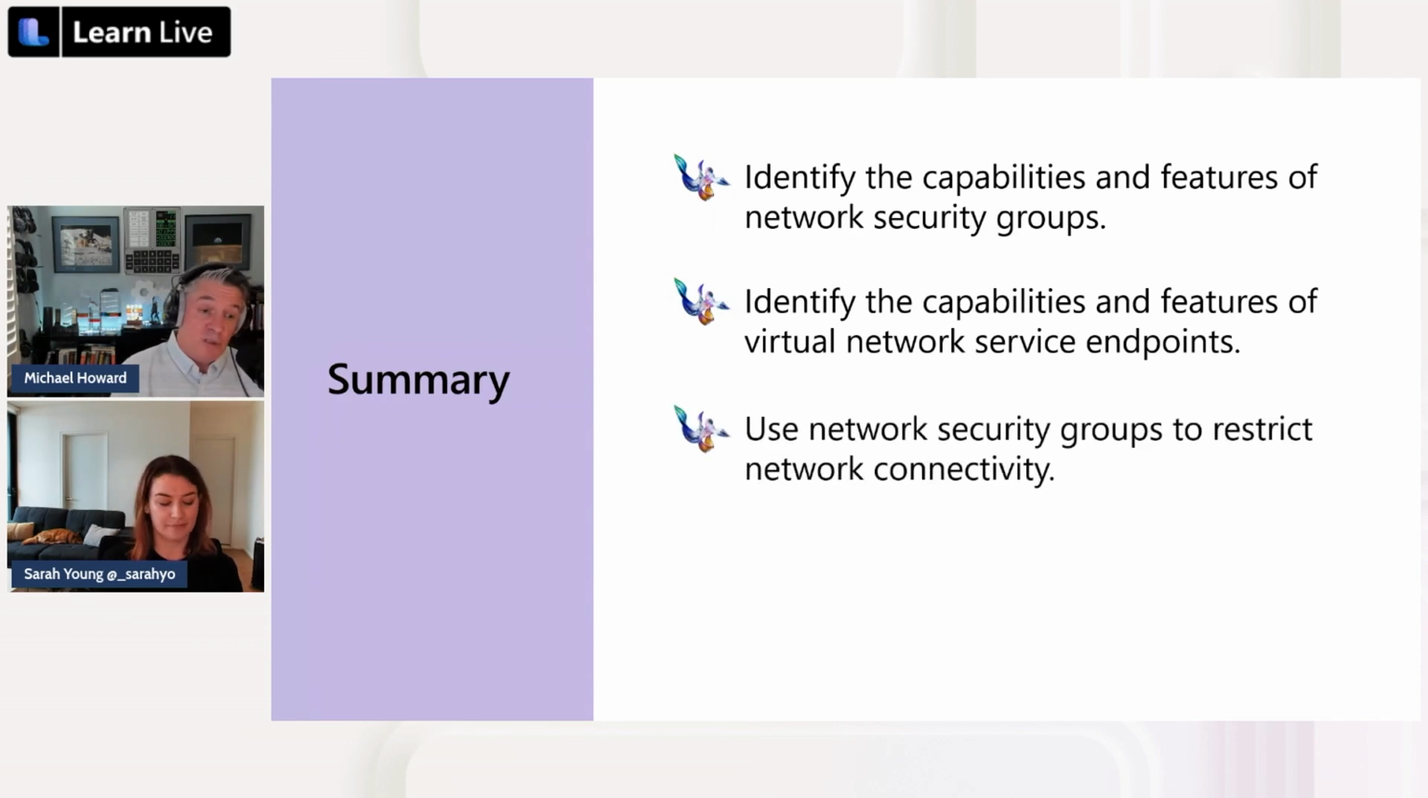Then we showed how to use NSGs to restrict network connectivity. Again, there's inbound and outbound, TCP, UDP, port numbers, IP addresses, including IPv6, and then also the fact that you can use these service tags. If you want to communicate with a specific service, you can restrict access, or even in a specific region. So Storage South Central.